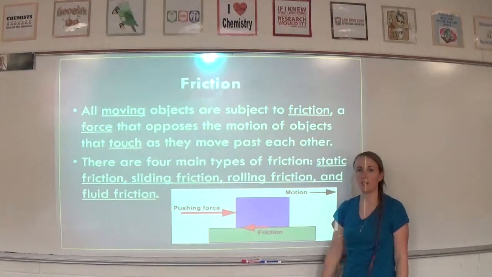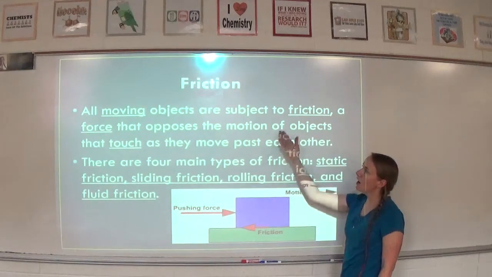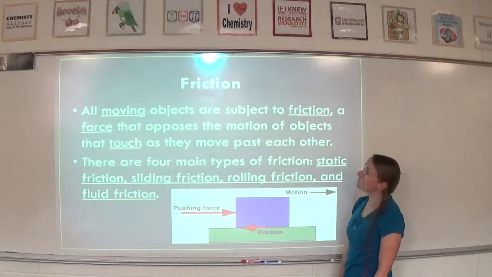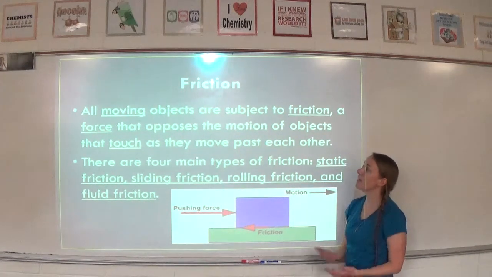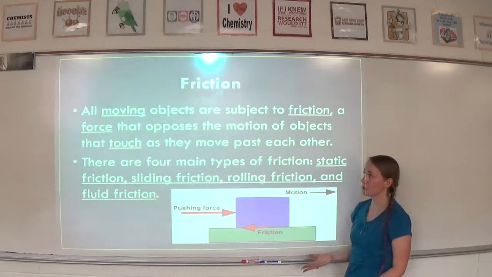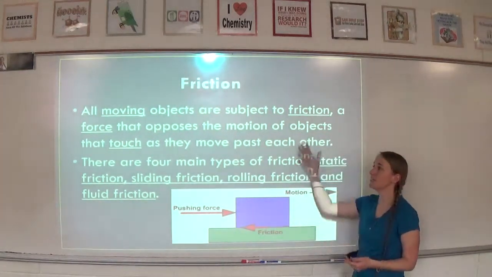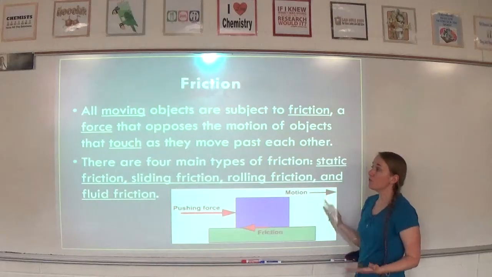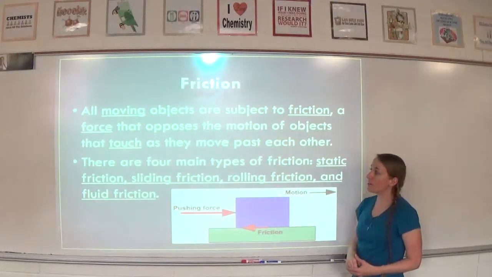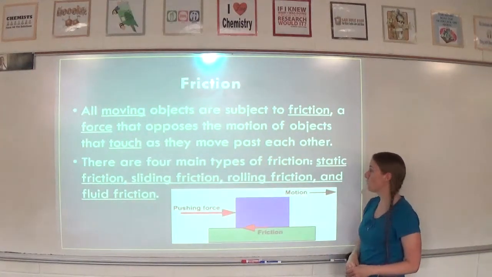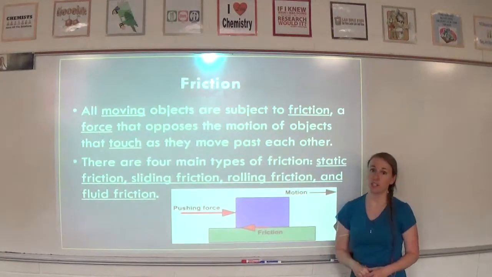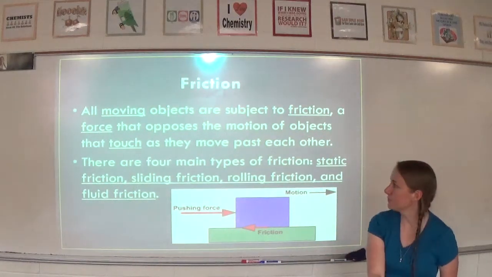So, what stops things from moving? Well, all moving objects are subject to friction, a force that opposes the motion of objects that touch as they move past each other. Okay, so when we're trying to move something, what we're usually having to work against is friction. So there are 4 main types of friction. There's static friction, sliding friction, rolling friction, and fluid friction. So let's talk about what each of those are.